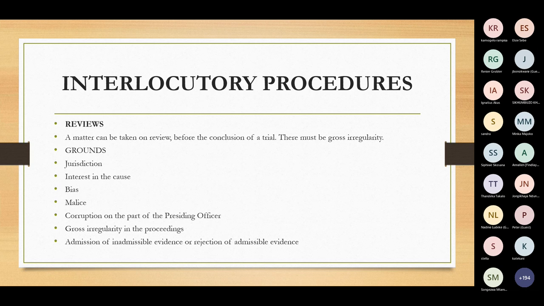So there's gross irregularities in these proceedings, and also the manner of the evidence that is being admitted. When you are of the view that no, this evidence should not have been admitted, it was unconstitutionally obtained, this evidence should have been rejected by the court. Those are the matters that you can take on a review.